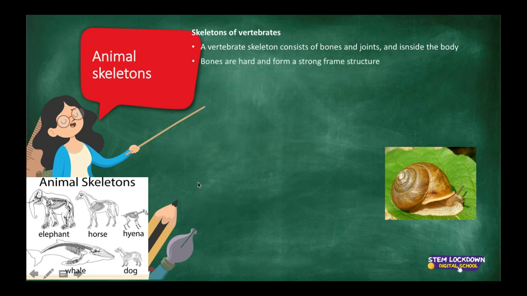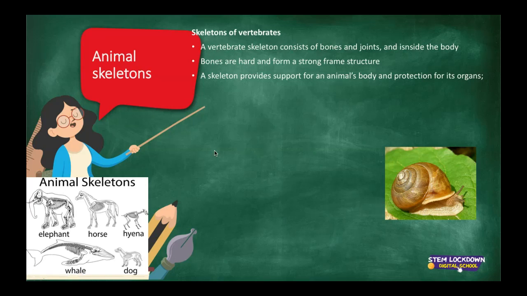Bones are hard and strong, and they form a strong shell or structure. A skeleton provides support for an animal's body and protection for its organs. For example, as human beings, we have our own skeleton. This skeleton helps us as human beings to carry our body, to move from one position to another.